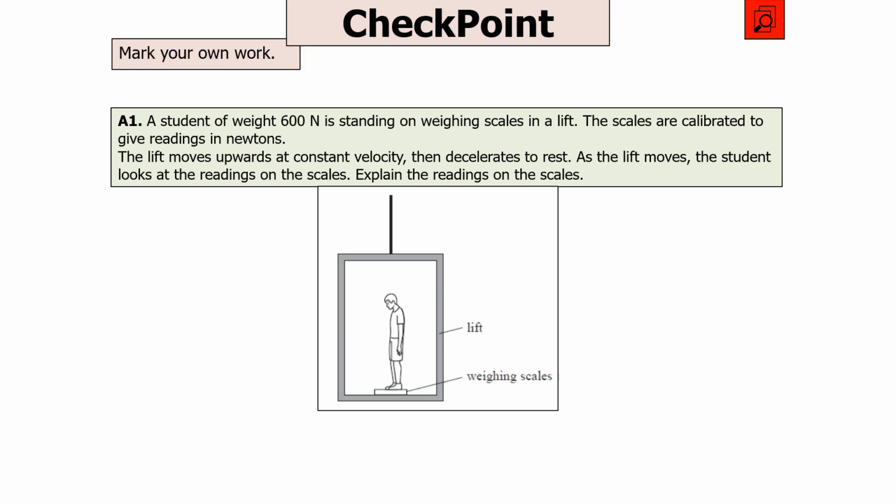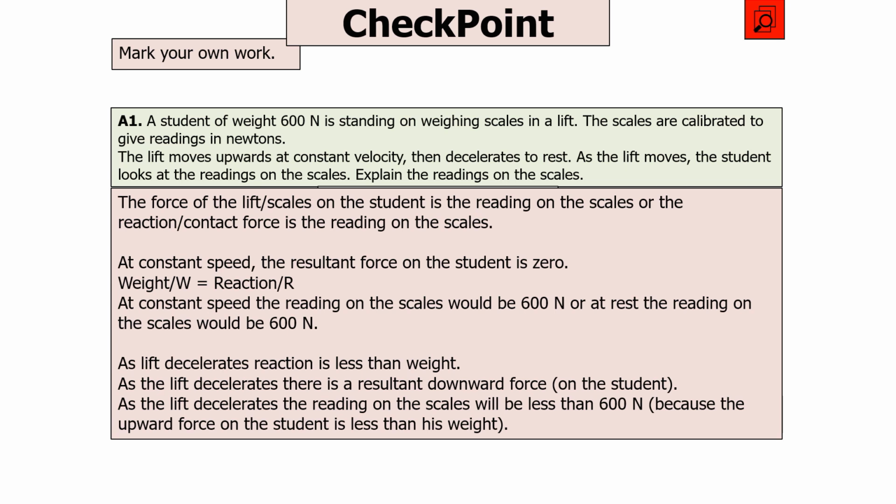Right, in this question you've got to remember that the force of the lift and the scales on the student is the reading on the scales, or it's the reaction force. At a constant speed, the resultant force on the student is going to be 0, so weight equals reaction force. So at a constant speed, the reading on the scales will just be the weight, so it'll be 600 newtons. But as the lift decelerates, the reaction will be less than the weight, so there's a resultant force downwards on the student, so the reading on the scales will now be less than 600 newtons because the upward force on the student is now less than his weight.